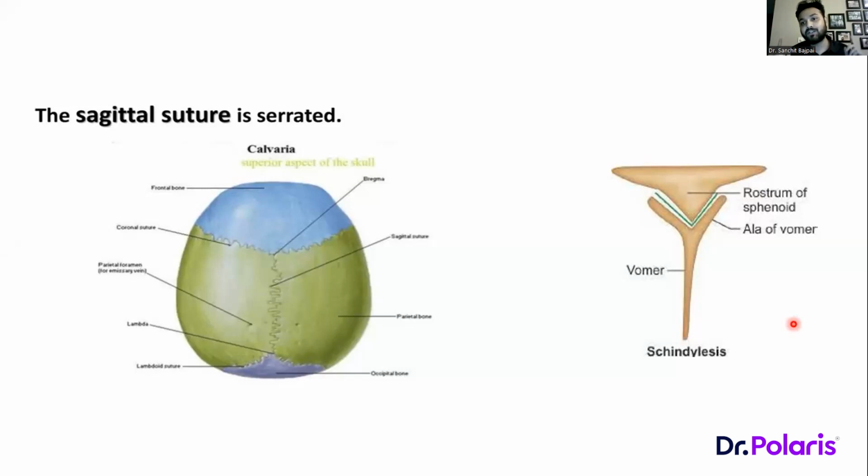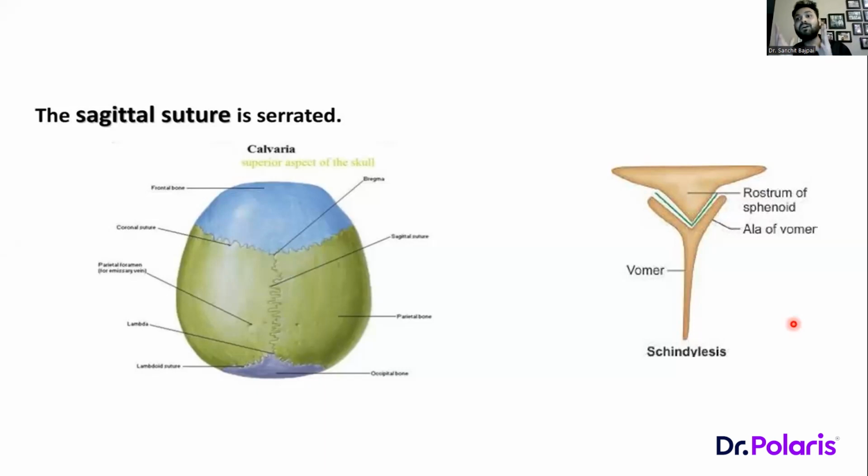Your straight away answer should be vomer and rostrum of sphenoid association, or wherever they get attached to each other. That is an example of syndylosis. Again, not to confuse you, I started off with functional classification where I gave you the mnemonic SAD: synarthrosis, amphiarthrosis, diarthrosis, according to the mobility of the joint.